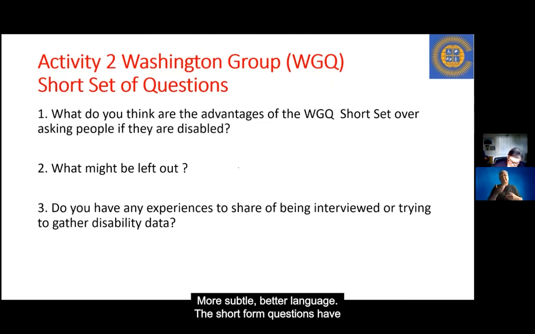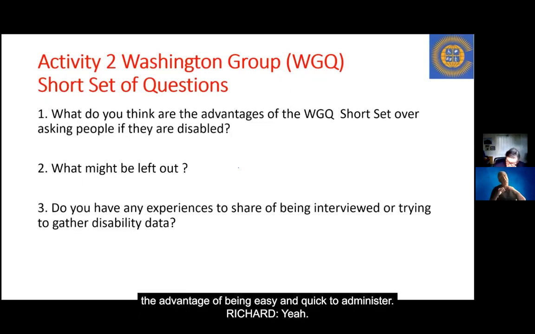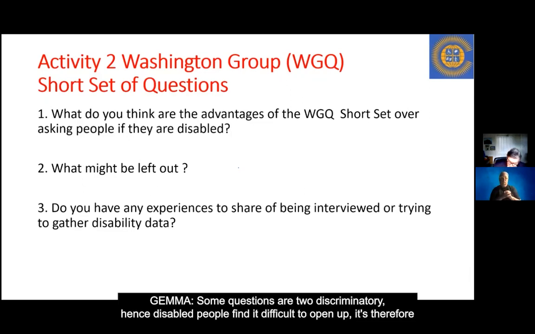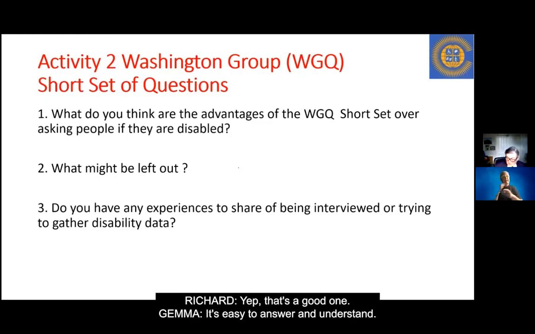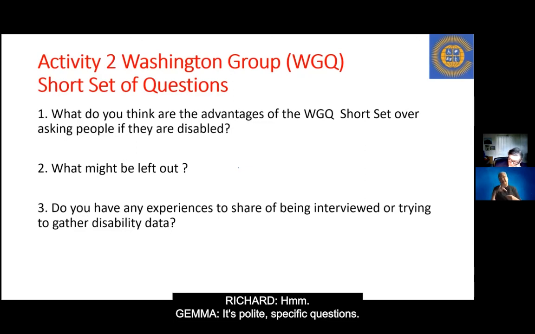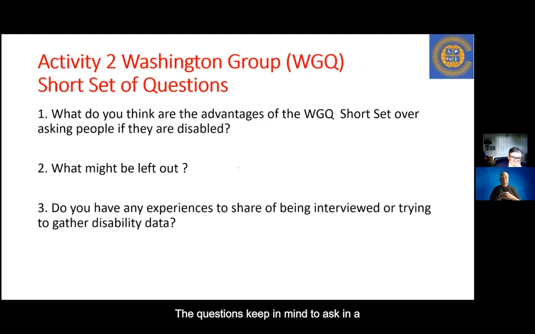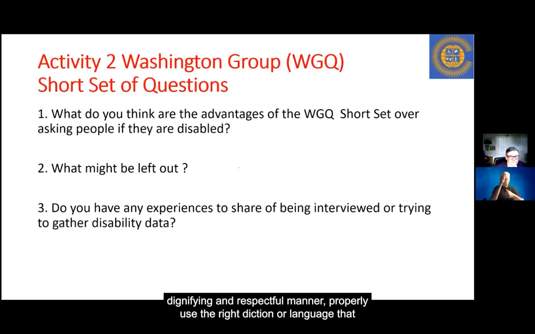More subtle, better language. The short form questions have the advantage of being easy and quick to administer. Some questions are too discriminatory, hence disabled people find it difficult to open up. It's therefore important to ask questions that don't directly mention disability. Yeah, that's a good one. It's easy to answer and understand. Again, somebody else said it's polite. They're specific questions. The questions keep in mind to ask in a dignified and respectful manner, properly deployed and using the right diction or language that doesn't show discrimination or racist statements. They allow others to recognise their own disability if they did not already know.